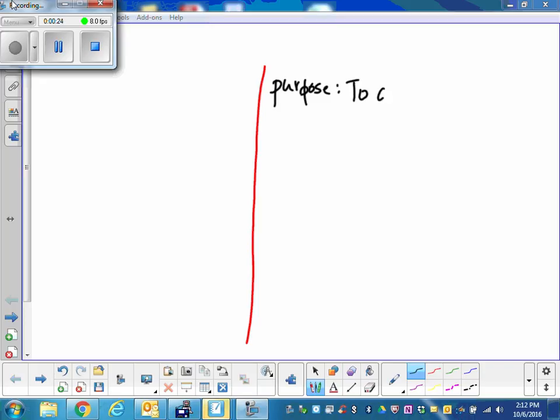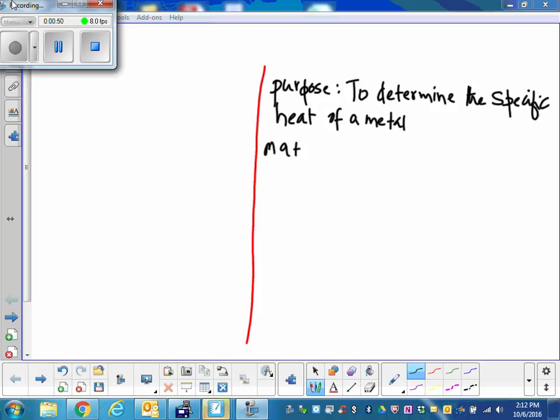The purpose of your lab is to determine the specific heat of a metal. All right? The purpose of the lab is to determine the specific heat of the metal. Now, I'm not going to write the materials. I'll leave that to you, but we're going to write the procedure.